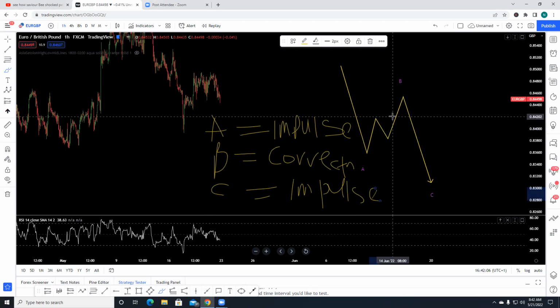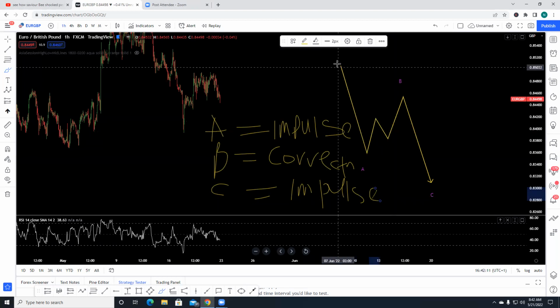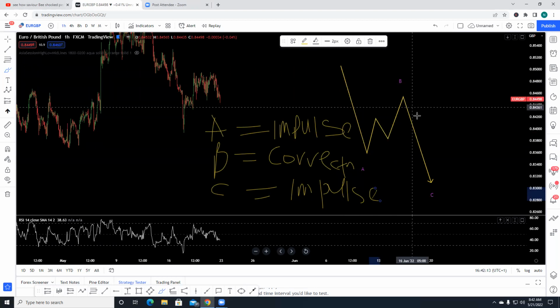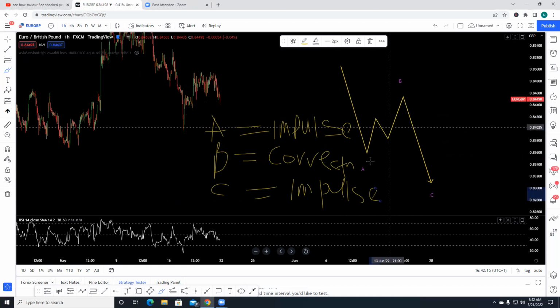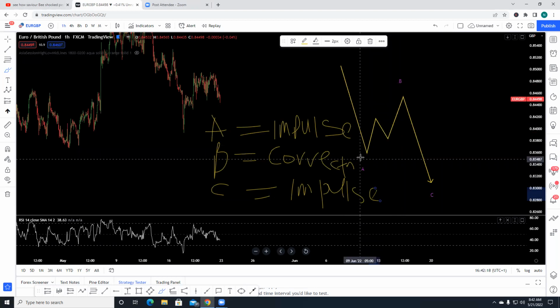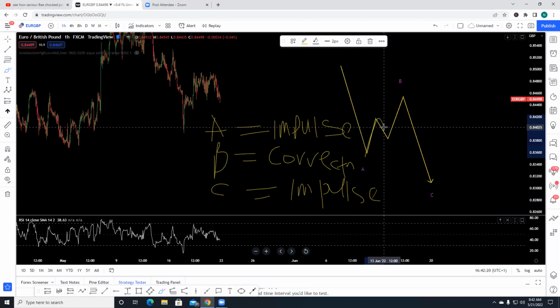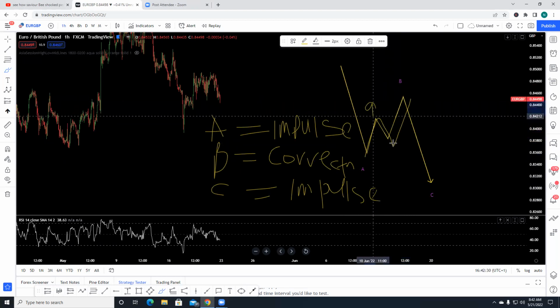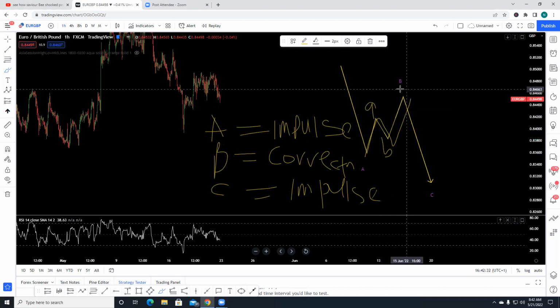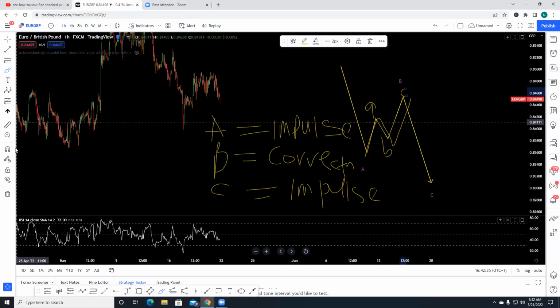Anytime you see it, wave B must always come in 3 waves. Wave A can be very sharp, wave C can be very sharp, but wave B will always come in 3 waves. Where are the 3 waves? You don't name them 1, 2, 3, because it's a correction. So it is A, it is B, and it is C. So this is the anatomy of a zigzag corrective structure.